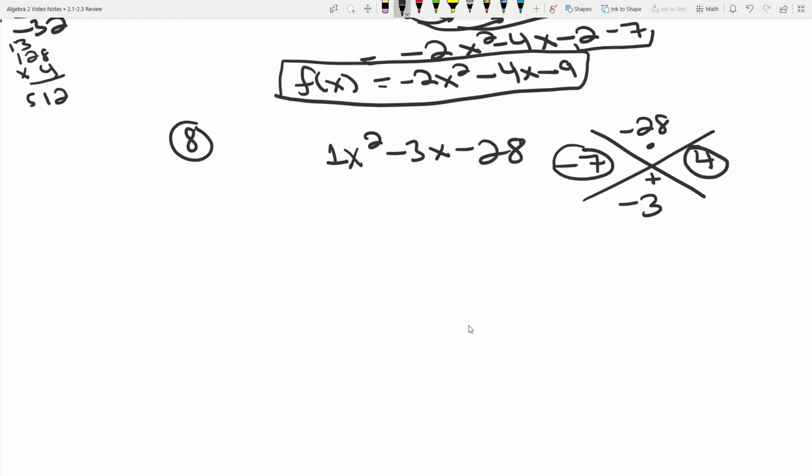Once you find those two numbers, write your double parentheses. So we got x in each parentheses. And then you're going to use your two numbers that we found. So we got minus 7. And then the next number is a positive 4. In that case, that's our final answer: (x minus 7)(x plus 4).